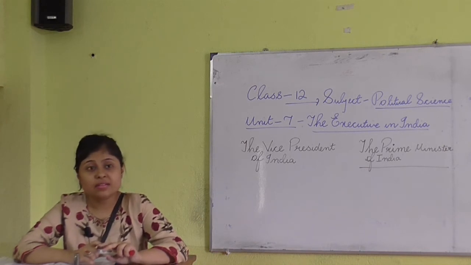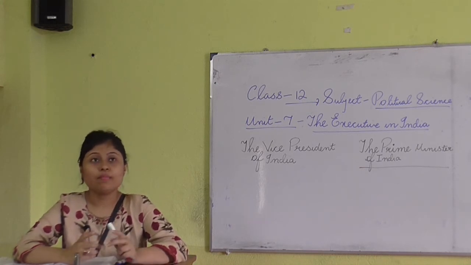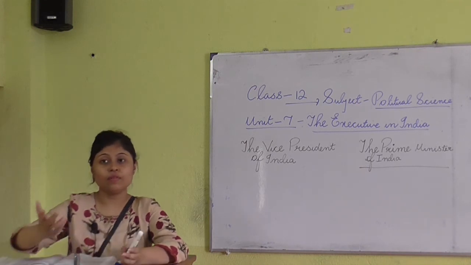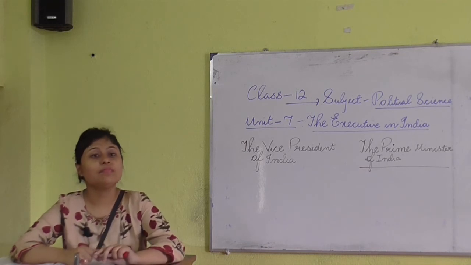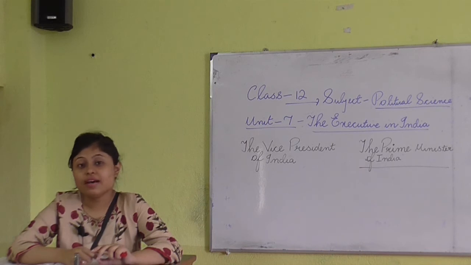The Prime Minister is the leader of the government as well as the leader of the party. If a motion of no confidence is passed against the ministers, then all the ministers have to resign, including the ministers from the Lok Sabha as well as the ministers from the Rajya Sabha.